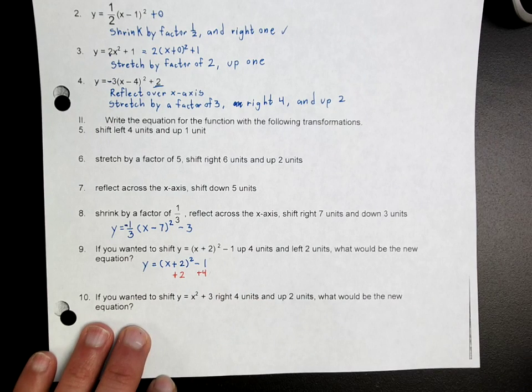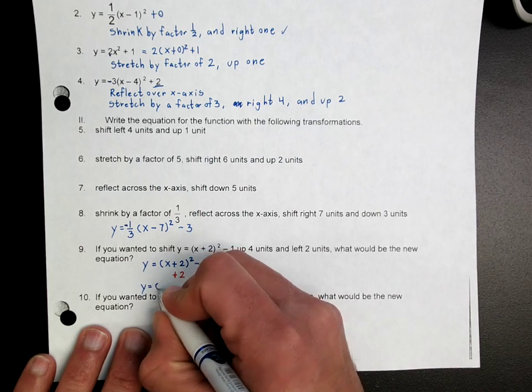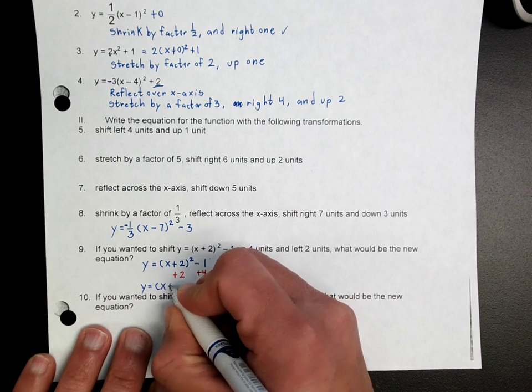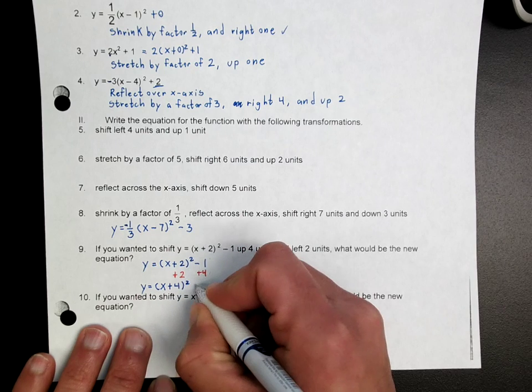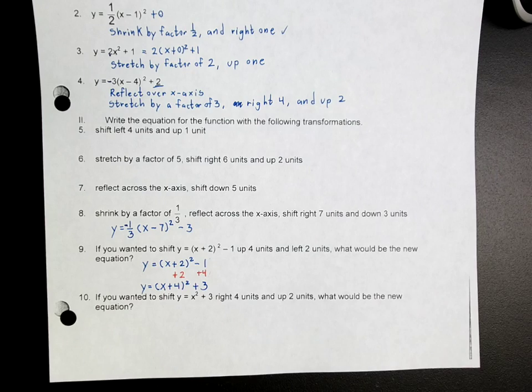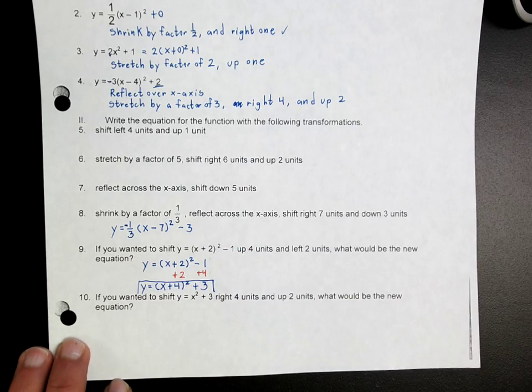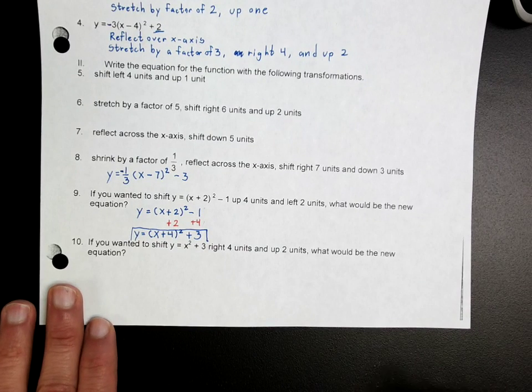Okay, so how is that going to change? Well, all you have to do is add those. So we have x plus 4 squared, and this one's going to be plus 3. And that's that. Okay, so this would be your answer right here. You can see that? That's x plus 4 squared plus 3.